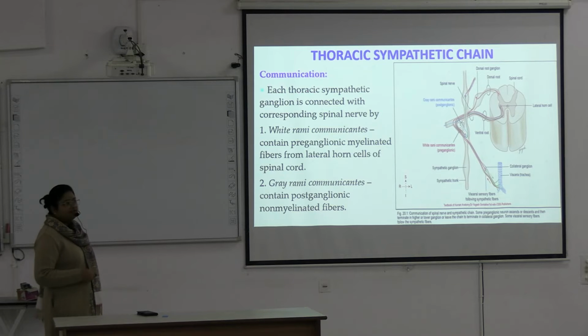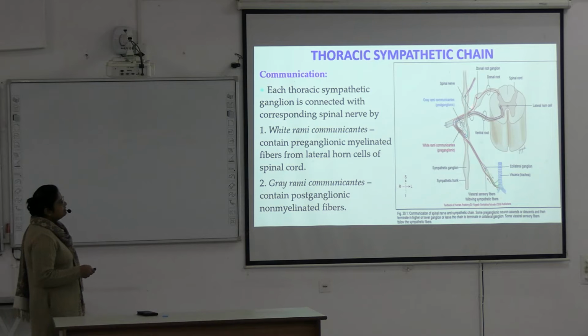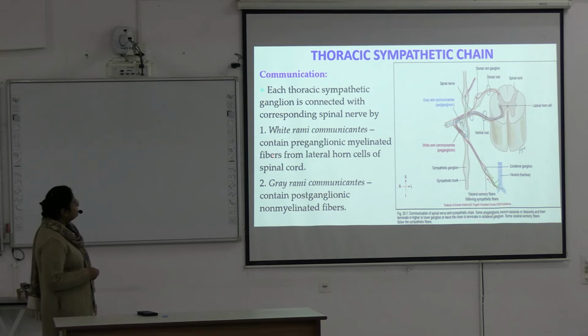So what is the communication? Communication is gray and white rami communicants. Each thoracic sympathetic ganglion is connected with the corresponding spinal nerve. See, this is the spinal nerve, and this ganglion is connected with the spinal nerve via these gray and white rami communicants. White rami communicants contain the preganglionic myelinated fibers from the lateral horn cells of the spinal cord, and gray rami communicants contain postganglionic non-myelinated fibers. Okay.